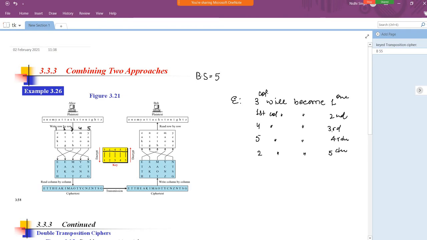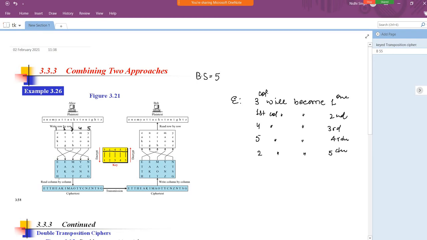So the fourth one will become the third one. What is the fourth one? That is N, A, O, T. It will become the third one. So like this you have to permute the columns, and after the permutation is done, what will be the last step? The last step is, because you wrote the text row by row, you have to read it column by column. So after reading column by column, it will generate the ciphertext.